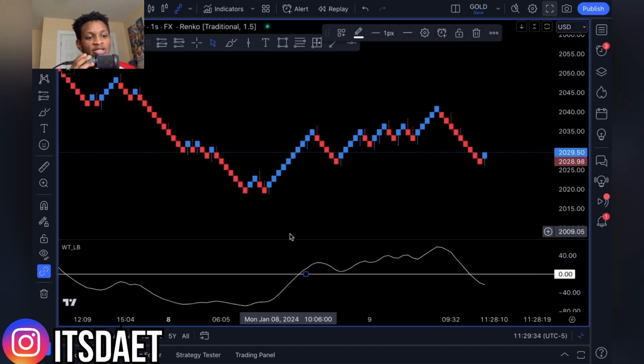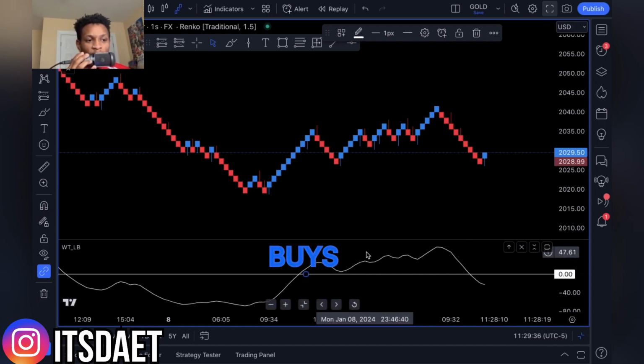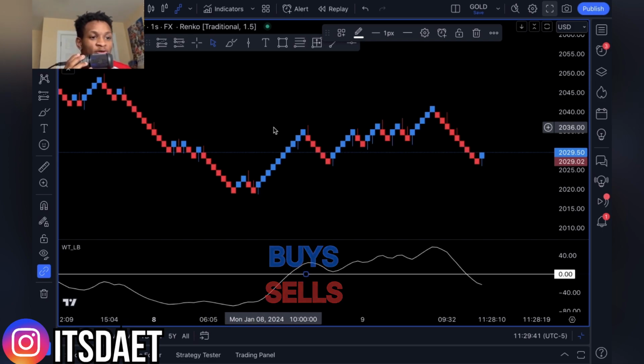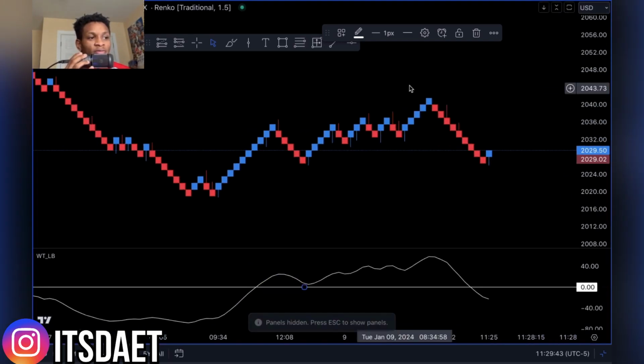Basically the gist of my strategy is when price is above this, we're looking for buys. If price is below it, we're looking for sells. Mind you, I'm telling you, my strategy is only, let me full screen.